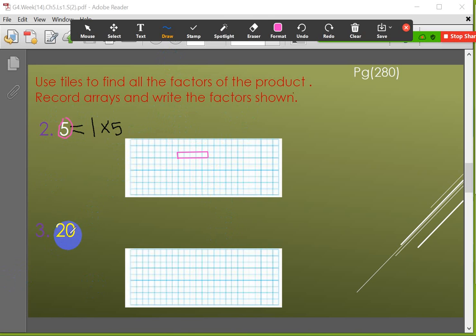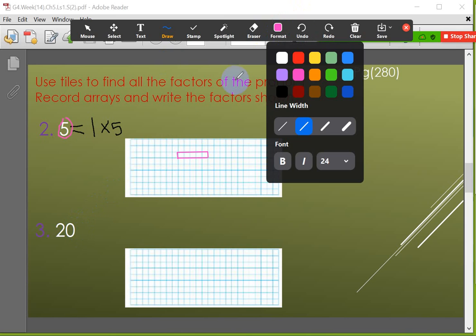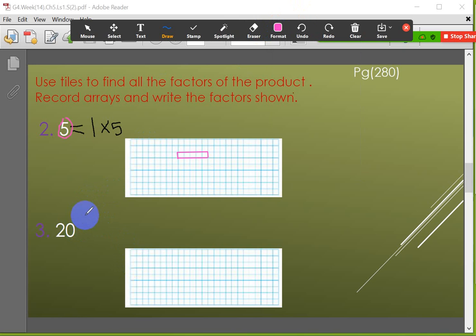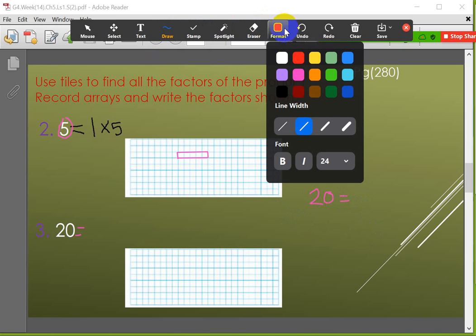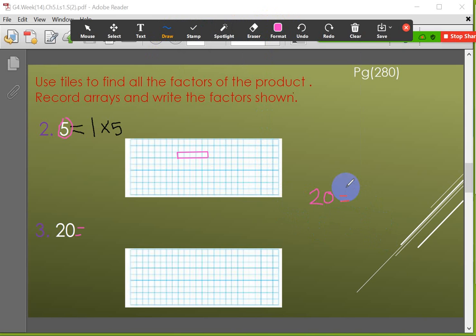Now 20. I want the factors of number 20. Who asked me, teacher, I don't understand? I think it's Rina. The factors are the numbers that I multiply by each other, and the answer will be 20. What are the numbers, if I multiply them by each other, so the answer will be 20? Okay, very good, girls.